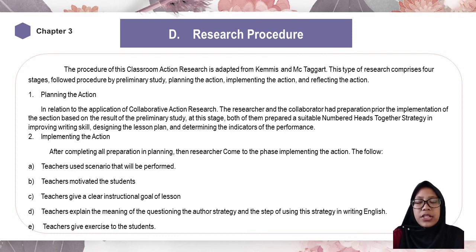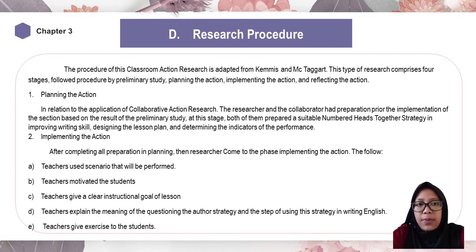Next is point D, research procedure. The procedure of this classroom action research is adapted from Kemmis and McTaggart. This type of research comprises 4 stages. The procedure follows preliminary study, planning the action, implementing the action, and reflecting the action. First, planning the action in relation to the application of collaborative action research. The researcher and the collaborator had prepared the implementation of the action based on the result of the preliminary study.